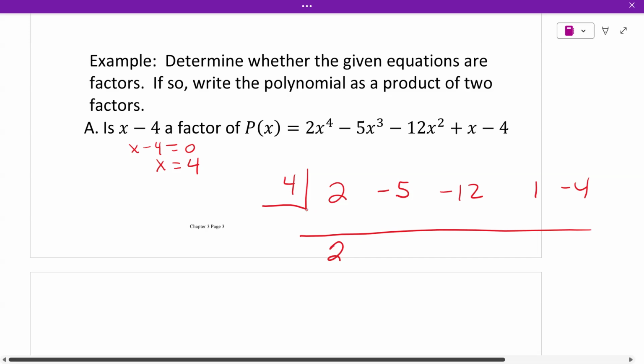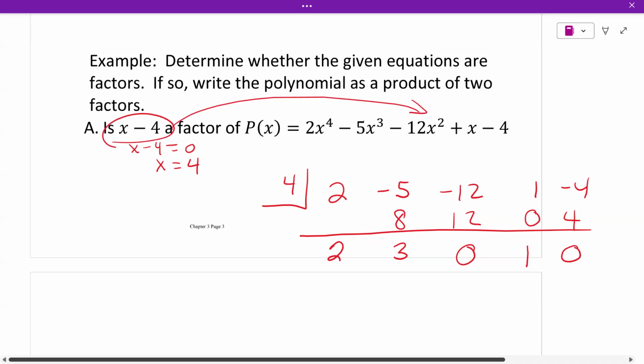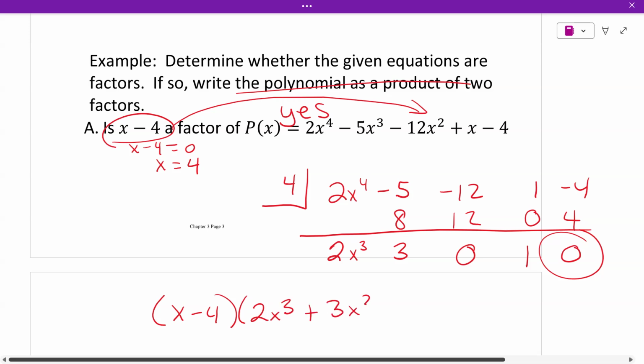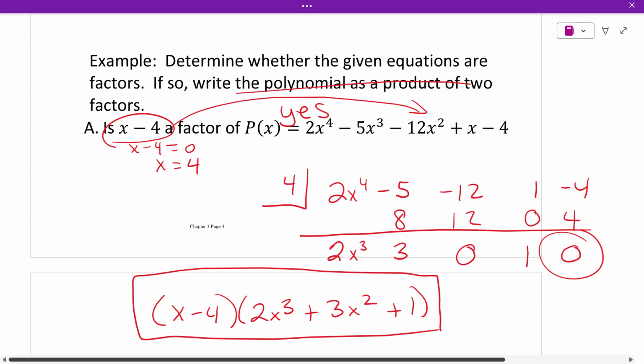So we go 2. What's 4 times 2? 8. Add, we get 3. Multiply, we get 12. Add, we get 0. Multiply, we get 0. Add, we get 1. Multiply, we get 4. Add, we get. Is x minus 4 a factor of this? Yes, because our remainder is 0. If so, write the polynomial as a product of two factors. Well, this is x minus 4 times, this was x to the 4th, so this is x to the 3rd. So it's 2x cubed plus 3x squared plus 0x plus 1. If you multiply these two together, you're going to get this.